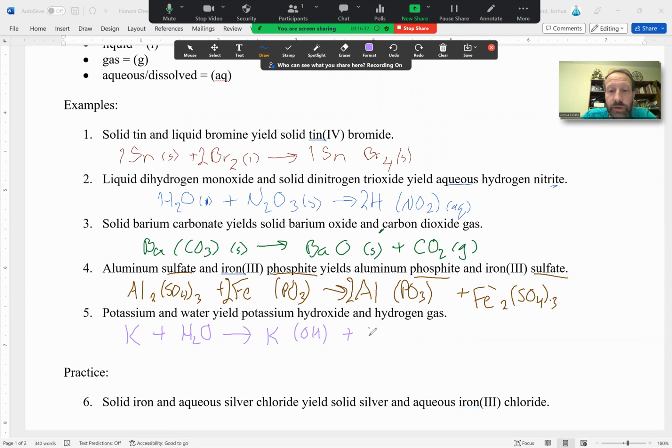Hydrogen gas. Okay, so that's hydrogen. Go up to your list. Yes, hydrogen is in the list. So it's an H2, and I couldn't not put gas there. I just felt I had to. Okay, so I'm going to put a little G for gas.